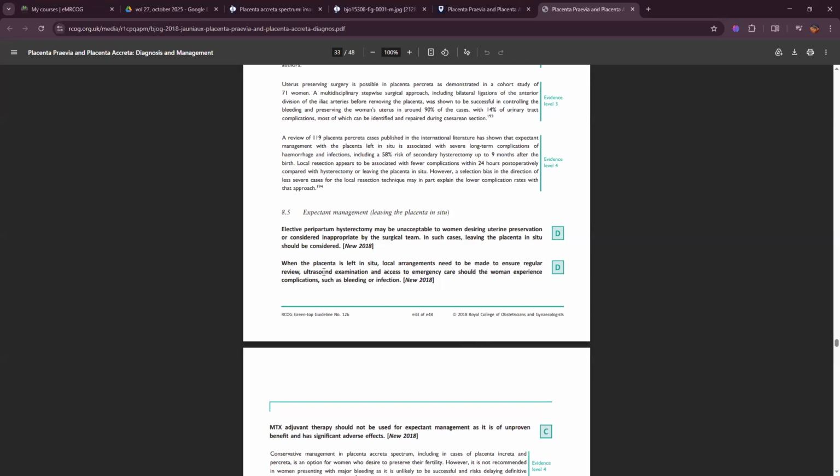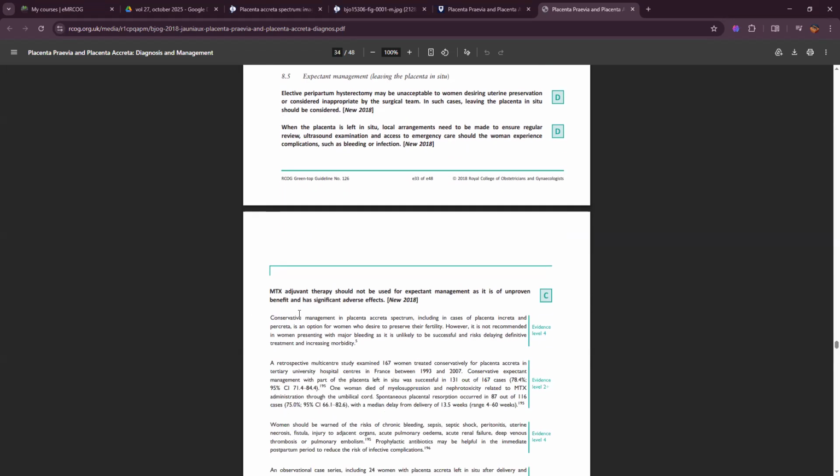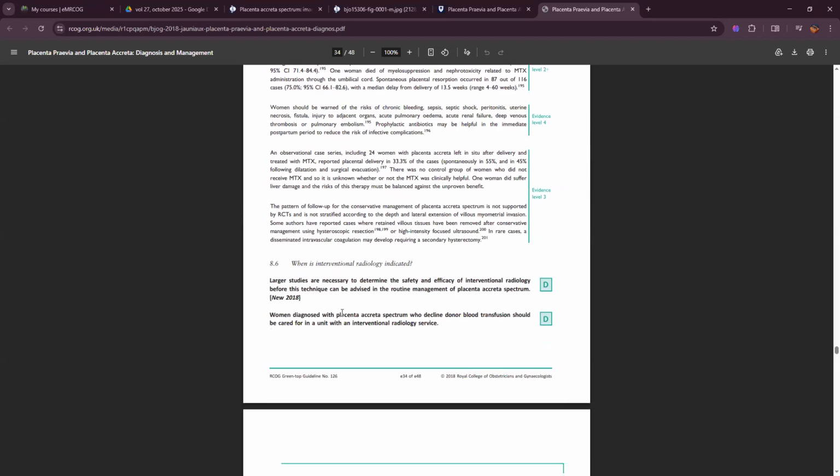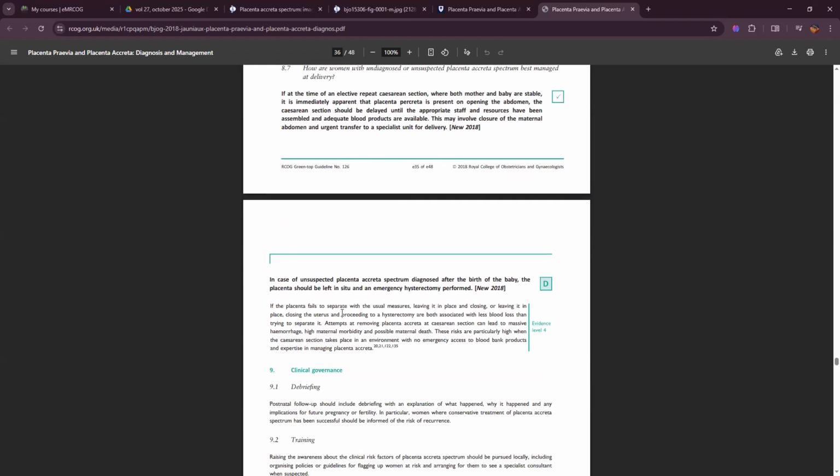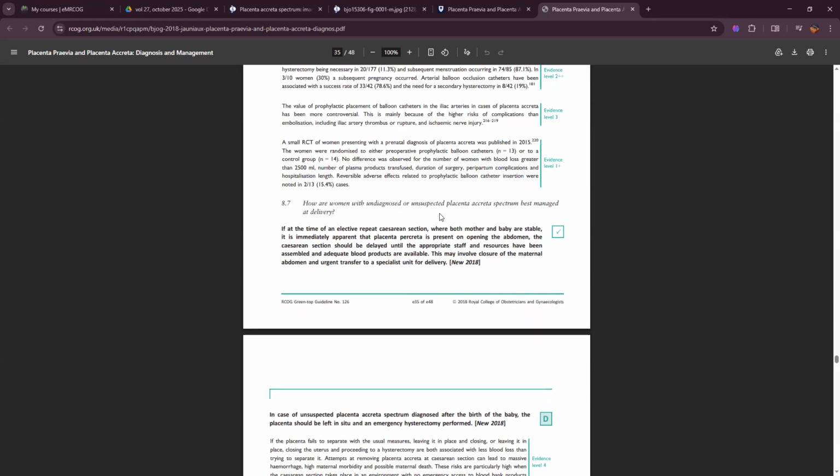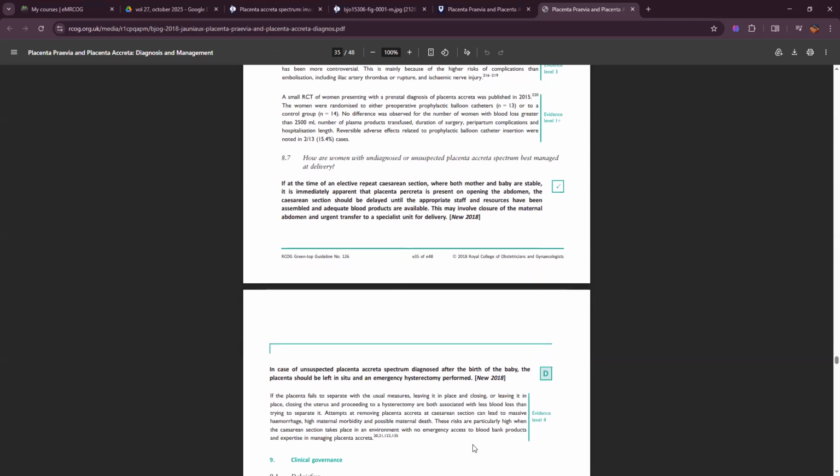So the thing is, when the placenta is left in situ, local arrangements need to be made to ensure regular review, ultrasound examination, and access to emergency care whenever possible. You shouldn't give her methotrexate. It's going to be one of the options. The guideline is telling you, so far, we shouldn't give methotrexate adjuvant therapy. Okay? Did I answer your question? This is the one exactly, if you want to take a screenshot.